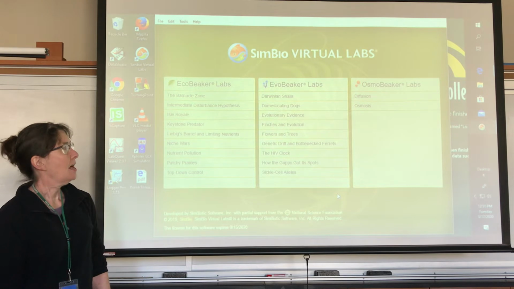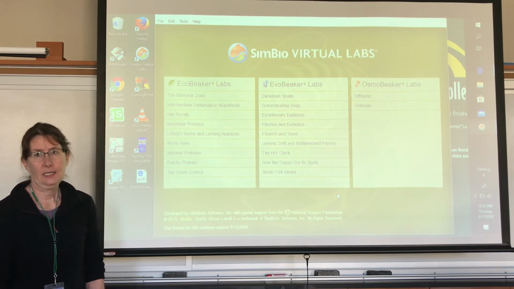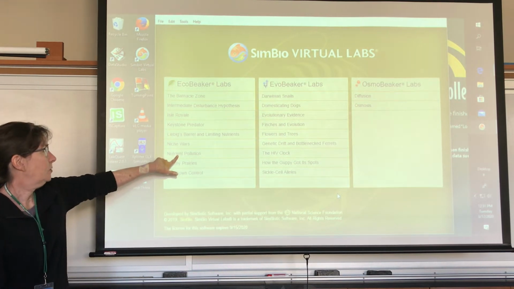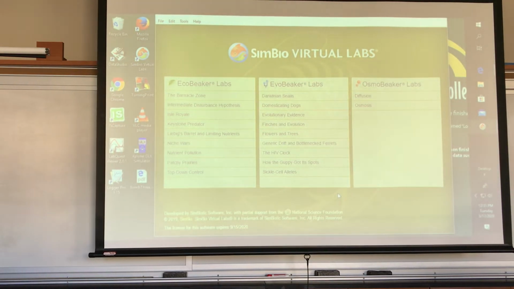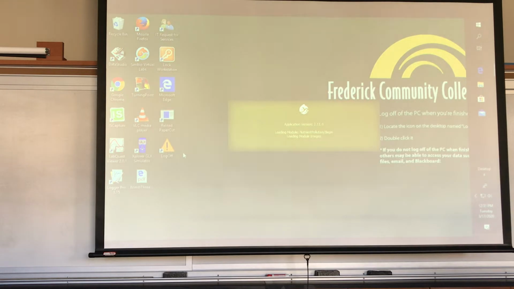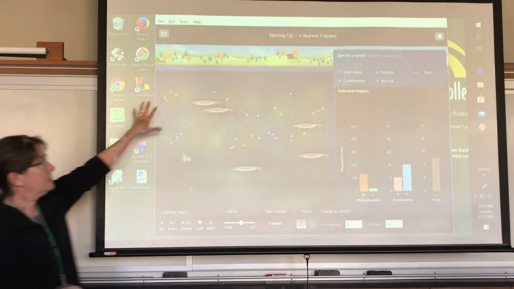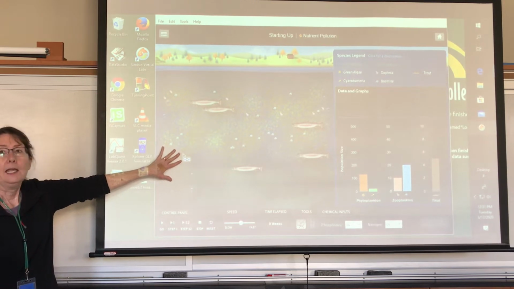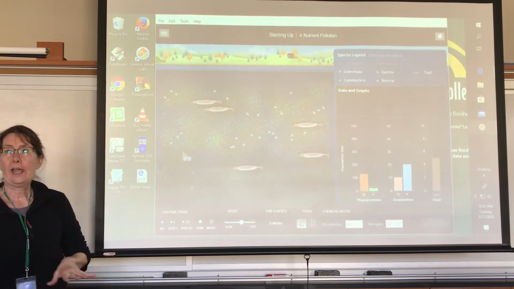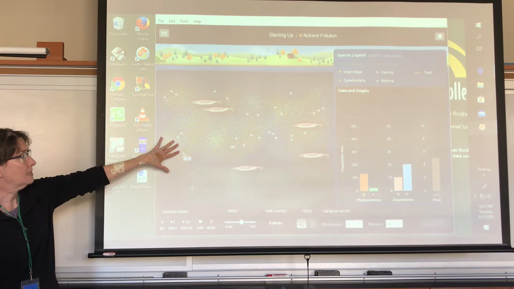Okay, this week's lab is another computer simulated lab. This time we're going to be using the nutrient pollution part of our Symbio software. When you click on that, it's going to bring up a screen that looks like this. This is our lake ecosystem, and we're going to be looking at food chains throughout that ecosystem.